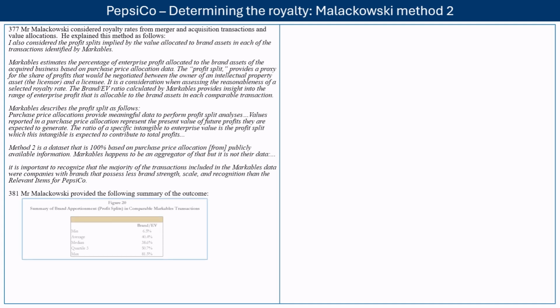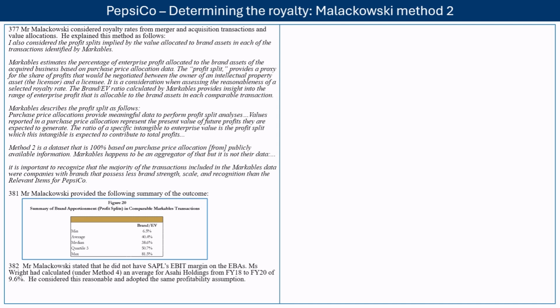Mr. Malachowski provided the following summary of the outcome. So if you divide the brand by enterprise value, your minimum was 6.5%, your maximum 81.5%, and it doesn't talk about the lower quartile, but quartile 3 was 50%, and the median was 38%, right? So at least, hopefully, the lower quartile was also about 12 points away from the median. So then you had a bandwidth of 50%. Mr. Malachowski stated that he did not have Schweppes EBIT margin on the EBA, so he had the same problem as Mrs. Wright, and what he ends up doing is he used the same numbers as Mrs. Wright did because that seemed reasonable to him.